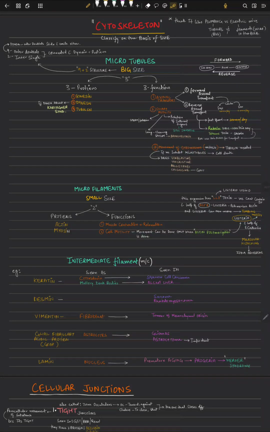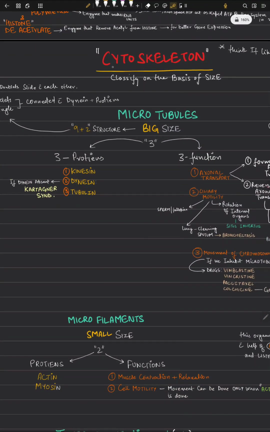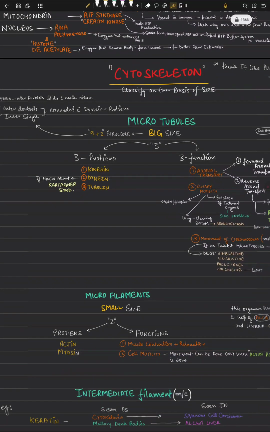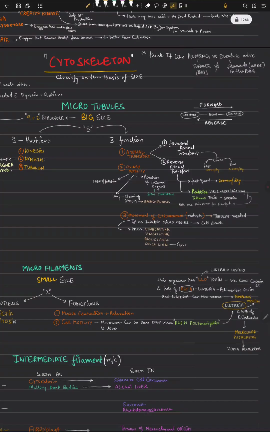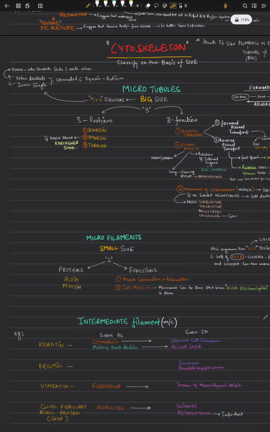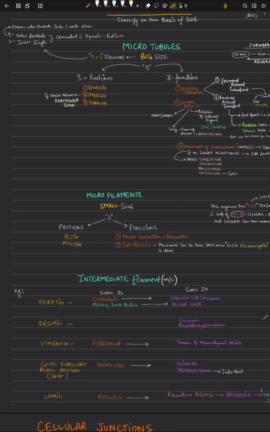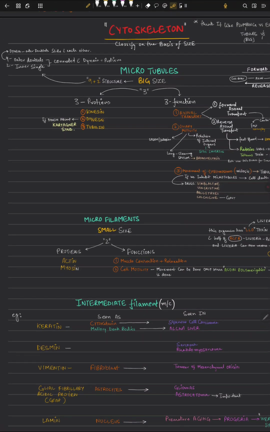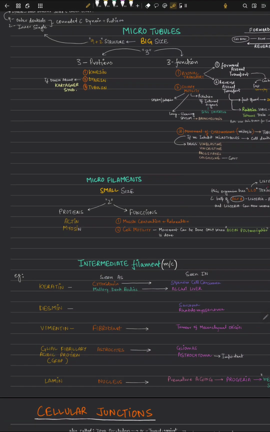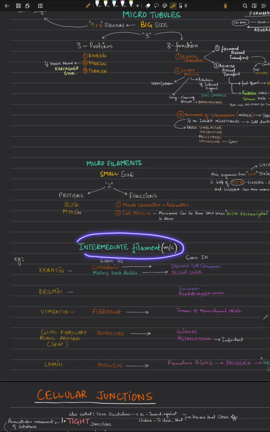Let's study cytoskeleton. The word cyto means cell, and skeleton. So basically, the skeleton of the cell is what we are trying to study. In this cytoskeleton we have three things, so remember the number 3. We have microtubules, microfilaments, and intermediate filaments.